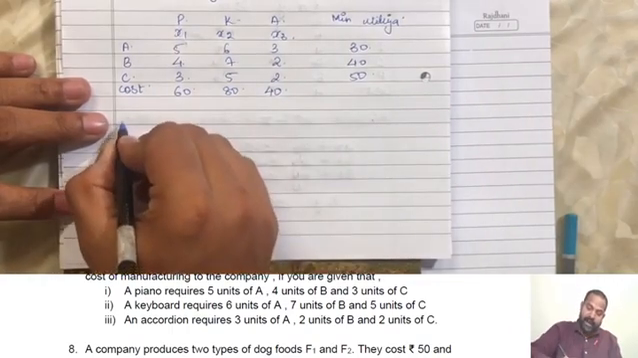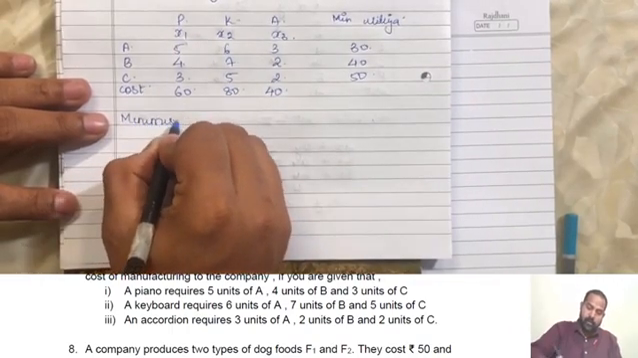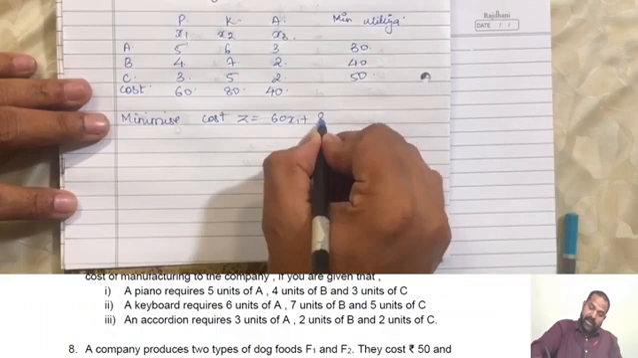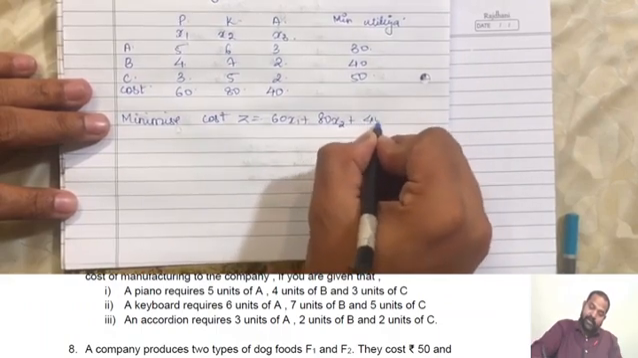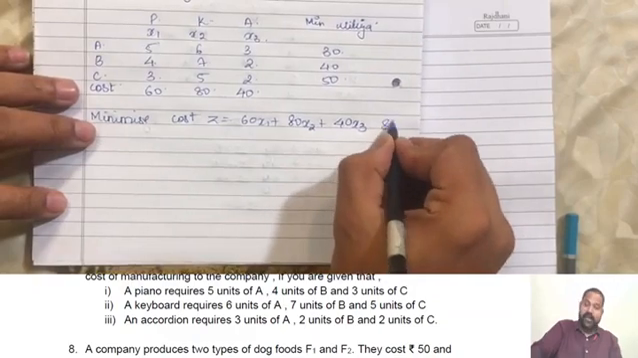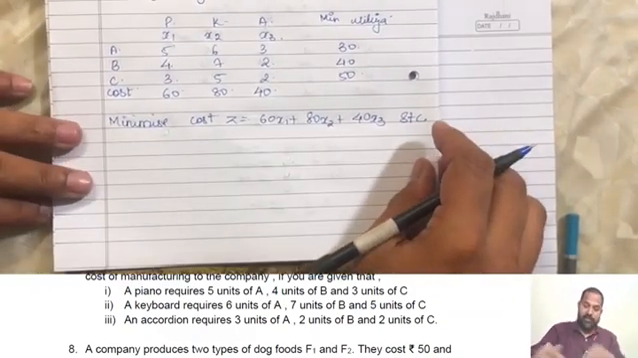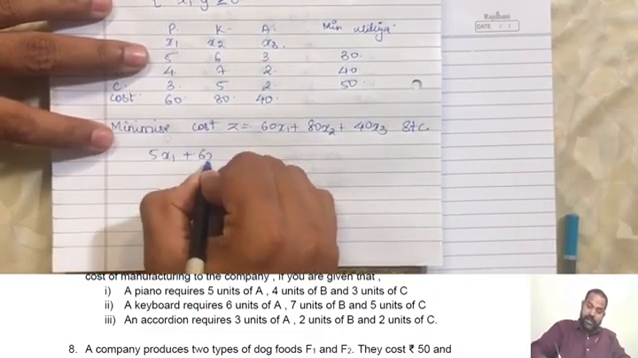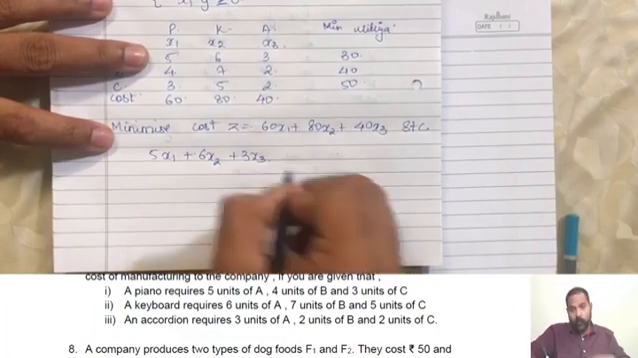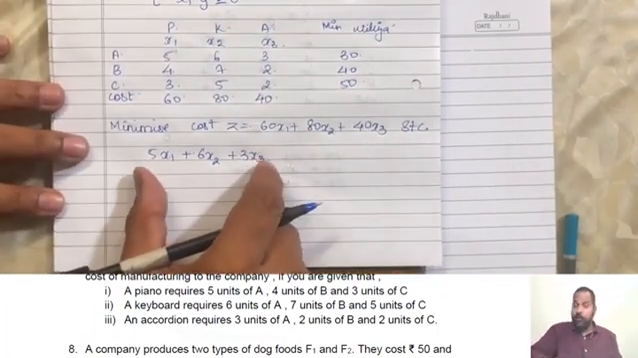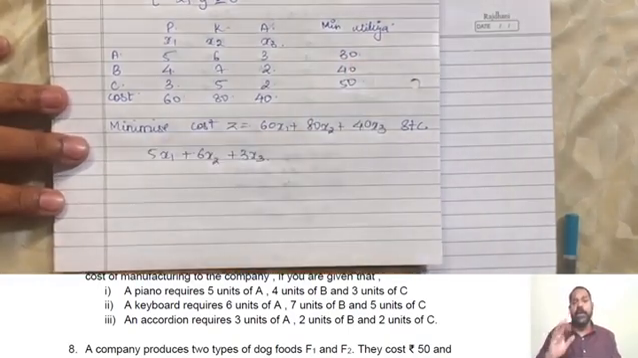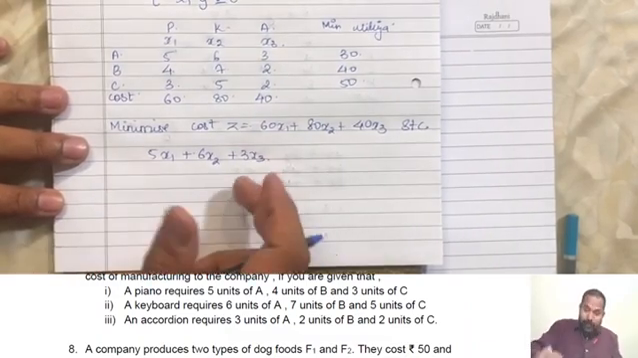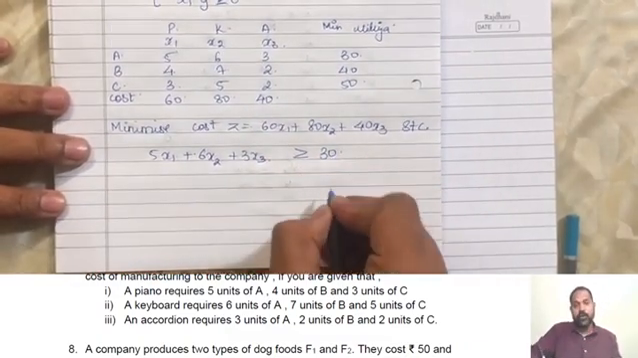After that, I will say I have to minimize cost. What is your cost? 60x1 plus 80x2 plus 40x3, and this minimization of cost is subject to constraints, and the constraint number 1 is 5x1 plus 6x2 plus 3x3. Now, whatever you require, make sure that it is at least 30 because you have to utilize 30 units. So this total can be greater than or equal to 30.